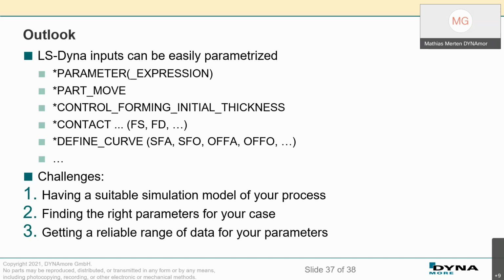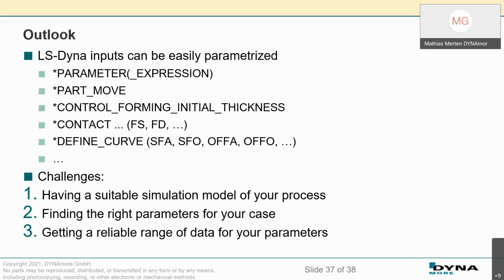But there are some challenges. So first of all, you need a suitable simulation model of your process with all relevant effects which play a role in your process. This is the first step. Without a proper simulation model, there is no sense in making metamodels or making robustness analysis on this model. The second one is to limit yourself to relevant parameters inside your simulation, because it is not sensible to change every parameter, because you then have too many simulations and too complex metamodels.